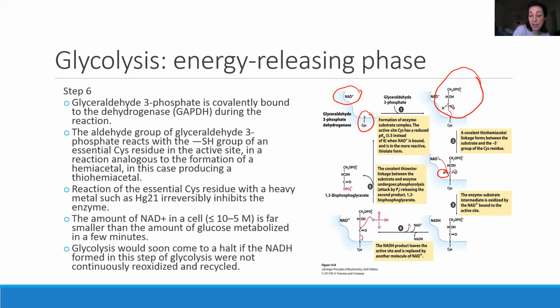So the enzyme substrate intermediate is thus oxidized by the NAD plus, which is bound into the active site. So you have this oxidation. Remember, oxidation is loss of an electron. So our GAP molecule got oxidized. It lost an electron to our NAD plus to make NADH. The NADH then is going to leave and is replaced by a new one, which is regenerated.